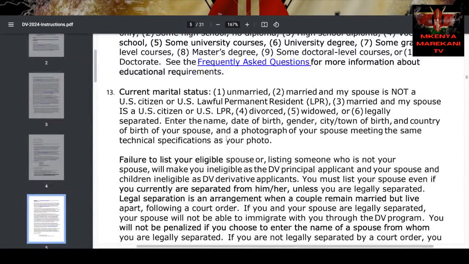And then the other one is married and my spouse is not a US citizen or US lawful permanent resident. Then number 3 is married and my spouse is a US citizen or US lawful permanent resident. Number 4, if you're divorced. Number 5, widowed.